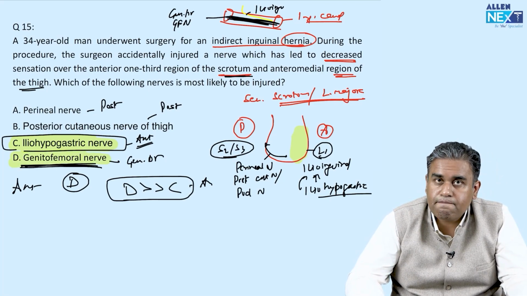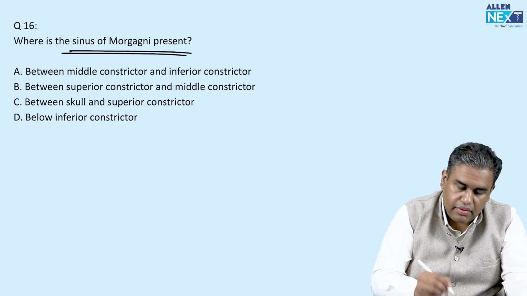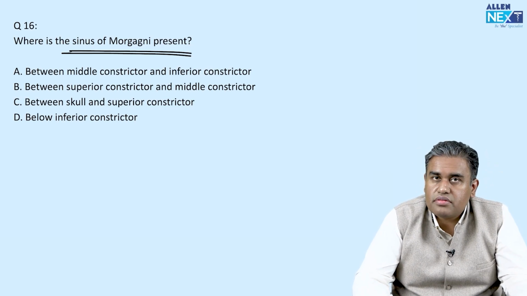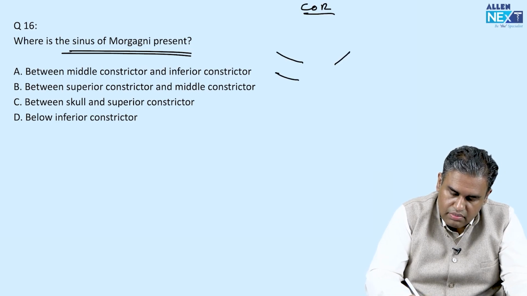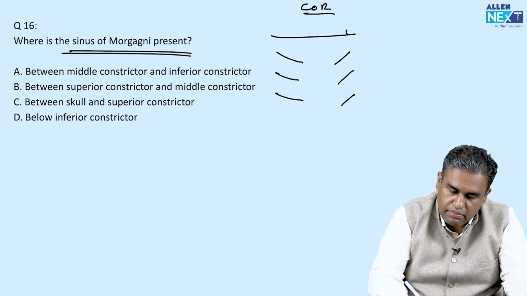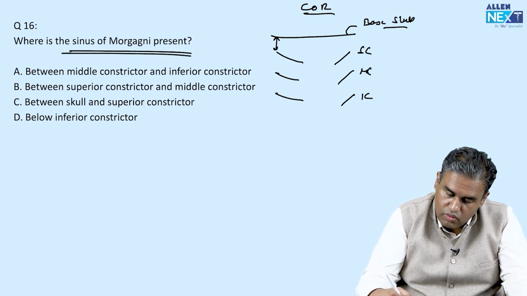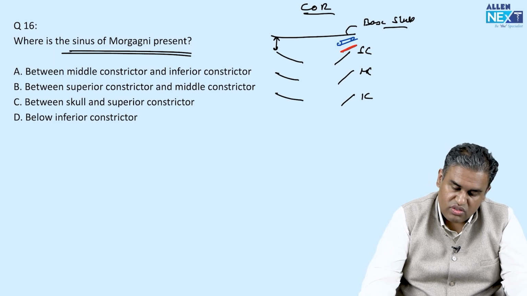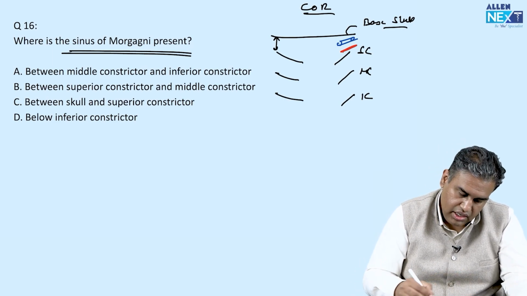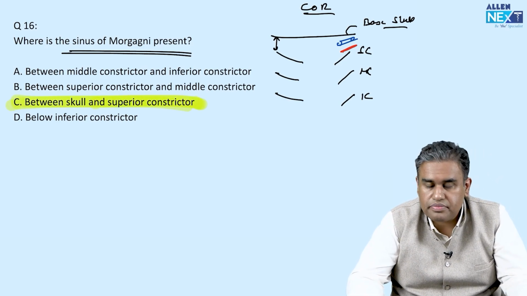So that is actually inside. Okay, fine. Now let's see if there is anyone else. Where is the sinus of Morgagni present? The topic is the pharynx and the pharyngeal constrictors. If you take a coronal section, there are superior, middle, and inferior pharyngeal constrictors. At the top you have the base of the skull. The sinus of Morgagni is the space between the base of the skull and the superior constrictor. Here we have the eustachian tube and the levator palatini muscle. That is the sinus of Morgagni. Therefore, the answer will be option C, between the skull and the superior constrictor. That should be our best possible answer.